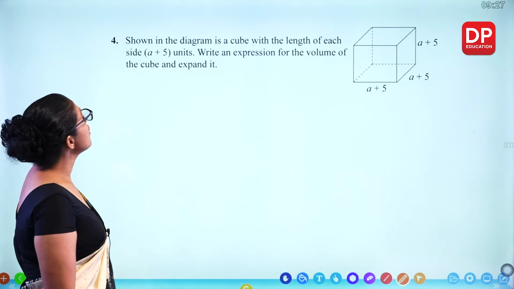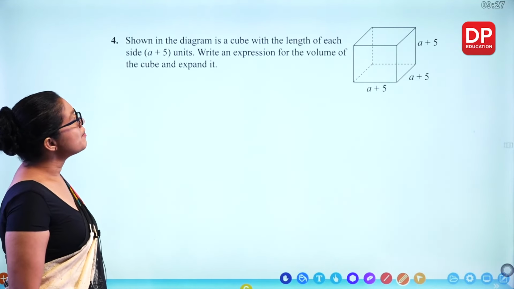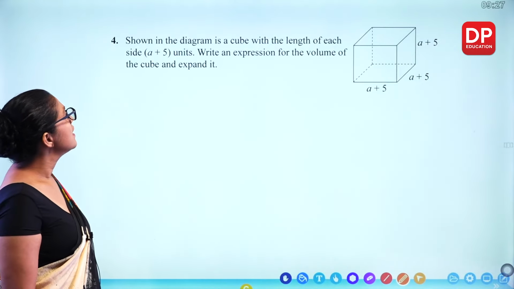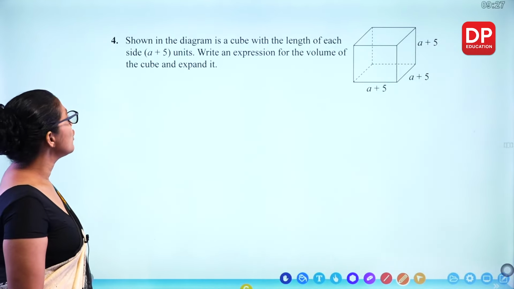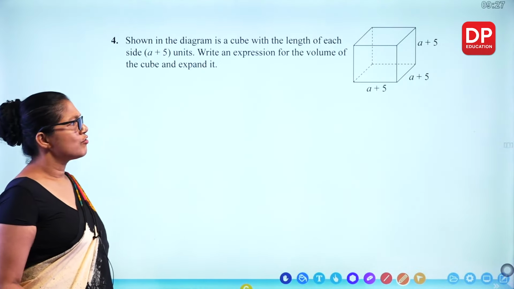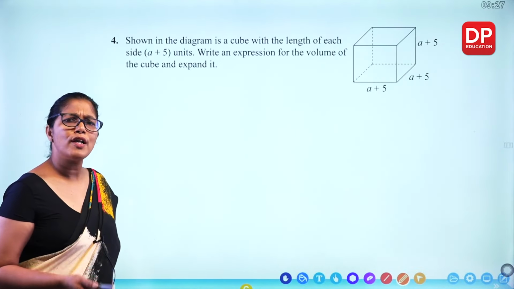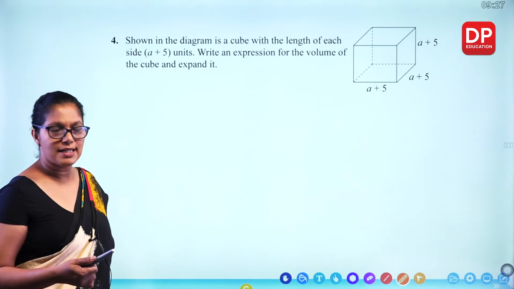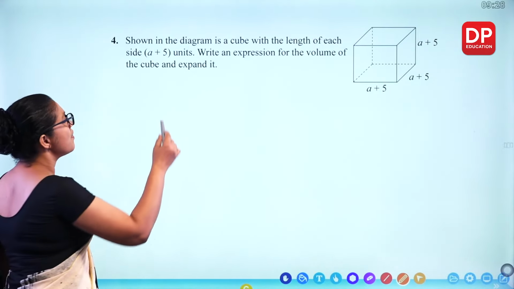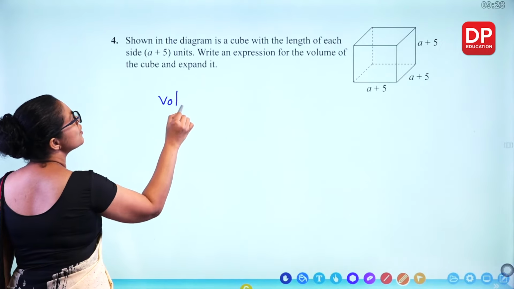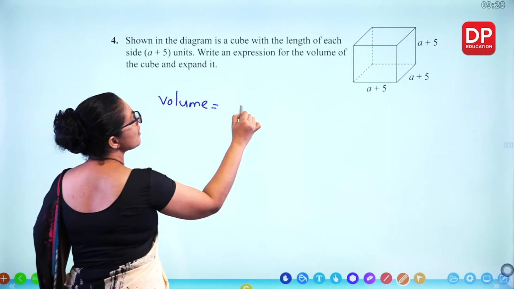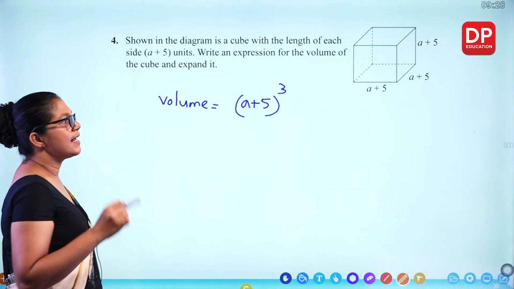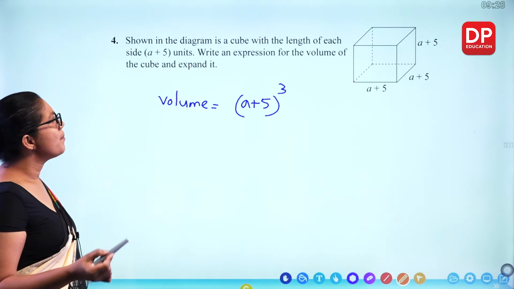Now we'll look at question number 4. Shown in the diagram is a cube with the length of each side a plus 5 units. Write an expression for the volume of the cube and expand it. So basically, what's the volume of a cube? Length into breadth into height. So all these are same. That means the volume is equal to a plus 5 is one side. So you cube it. Length into width into breadth.